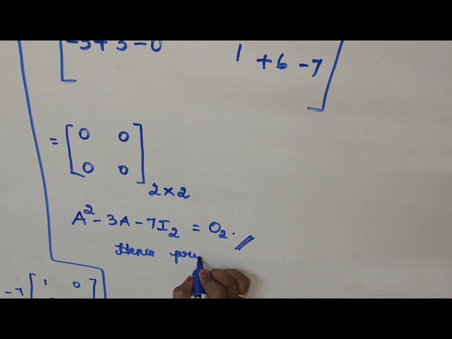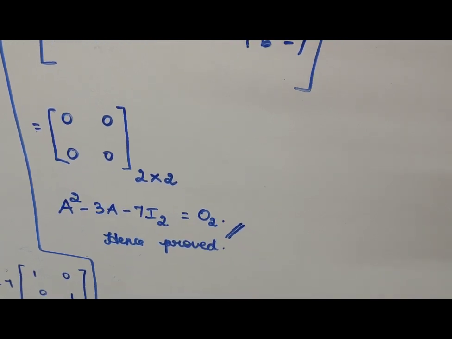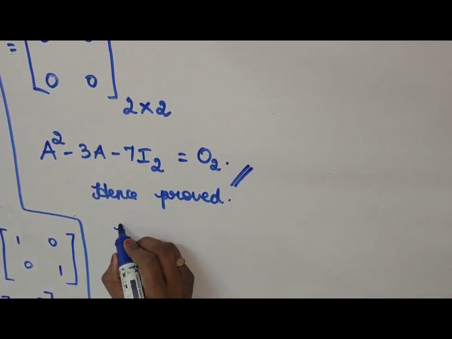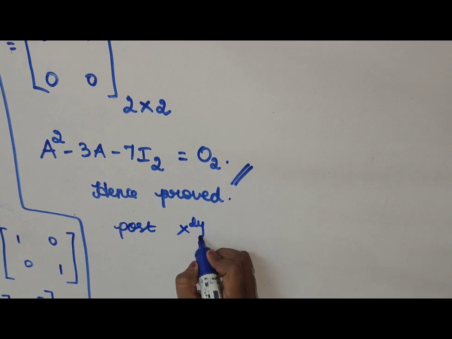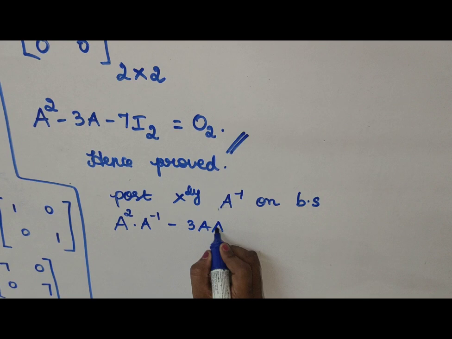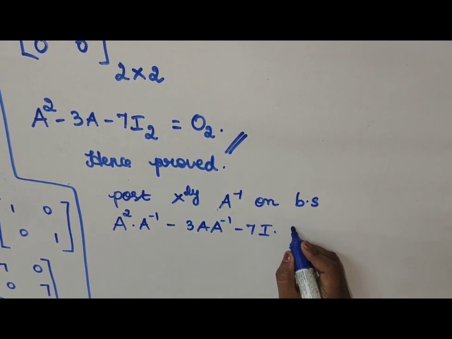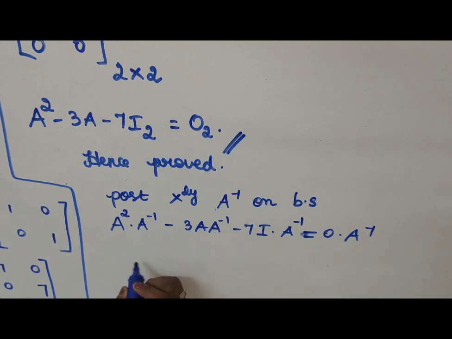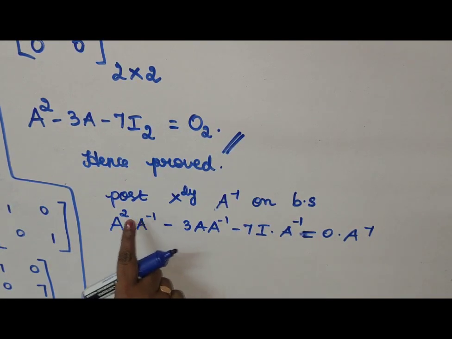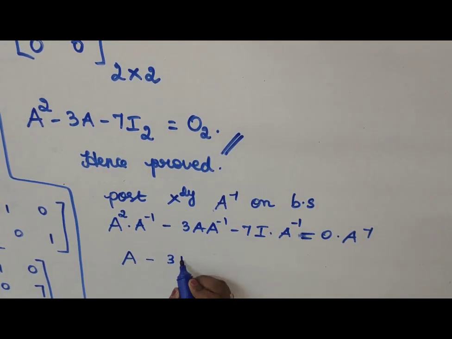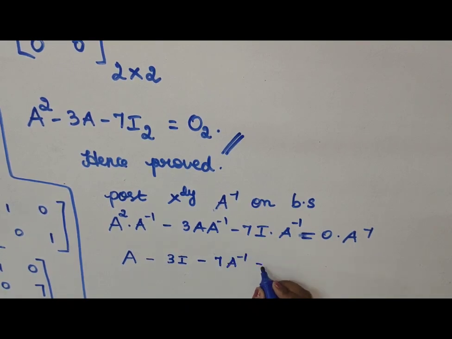And also in the same question, further they have asked us to find the A inverse. When we want to find A inverse, we have to post multiply by A inverse on both sides. A square into A inverse minus 3A into A inverse minus 7I into A inverse equals 0 into A inverse. So the base is equal, we can simplify the powers. 2 minus 1 is 1, minus 3 A into A inverse is I, minus 7 I into A inverse is A inverse, which equals 0.